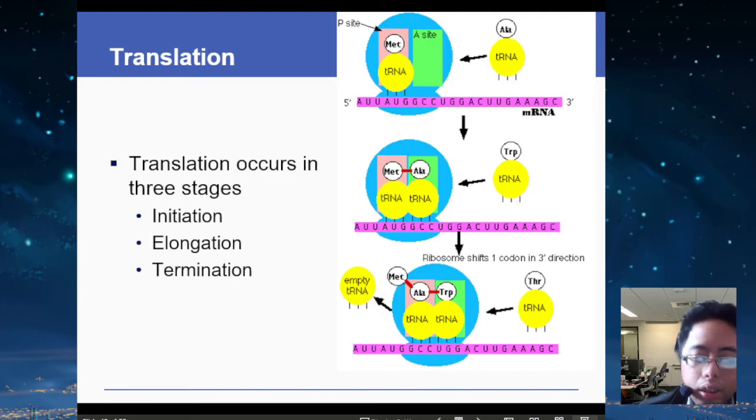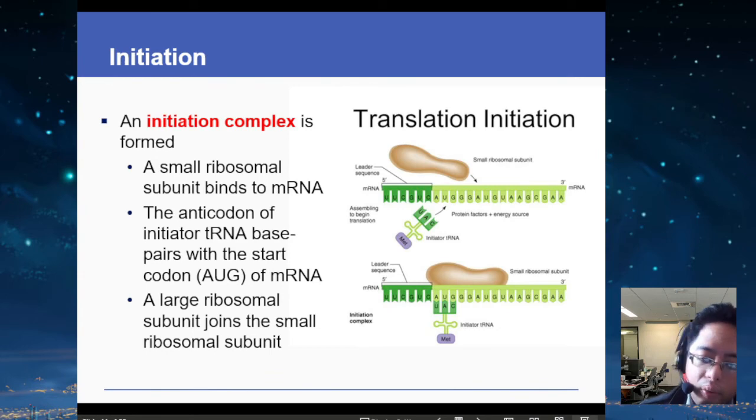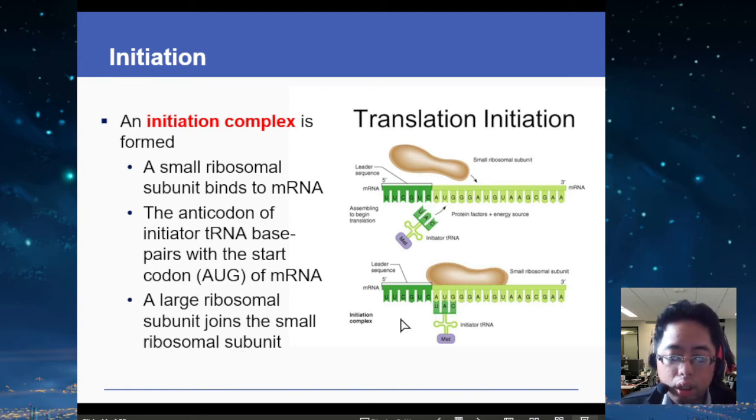Translation occurs in 3 stages: initiation, elongation, and termination. Initiation means the starting. The small ribosomal subunit binds to mRNA like this. The anticodon of the initial tRNA base pairs with the start codon. The start codon will always be AUG. A large ribosomal subunit joins the small ribosomal subunit. So the small and big ribosomal subunits will be like a snowman attached to the mRNA.